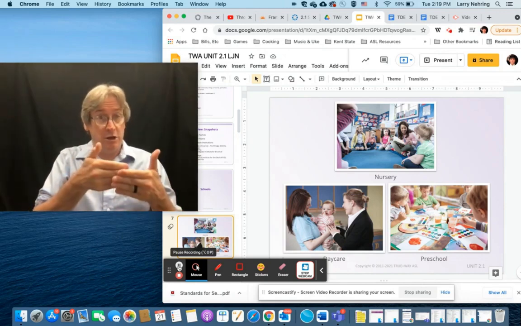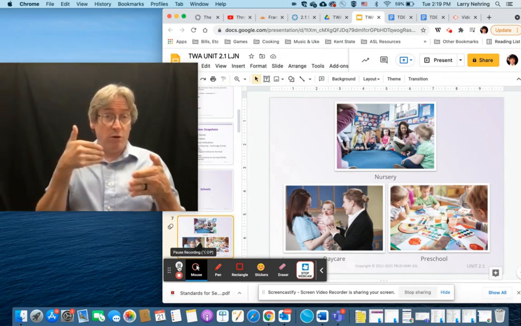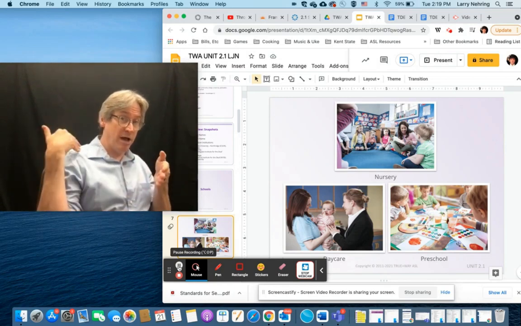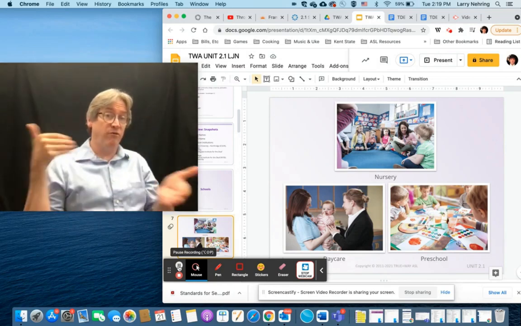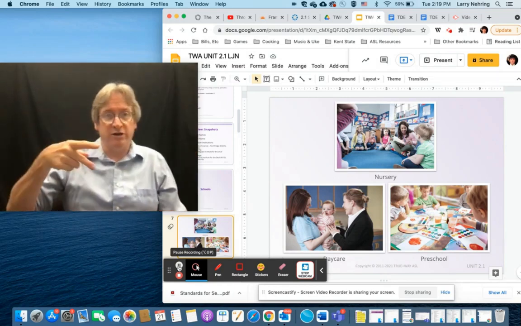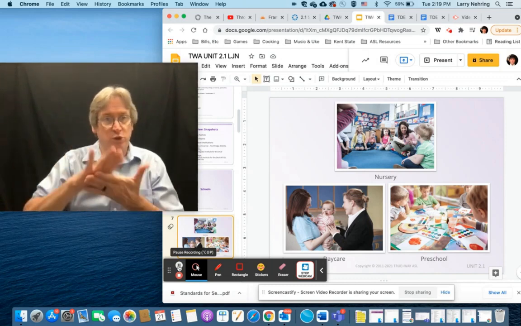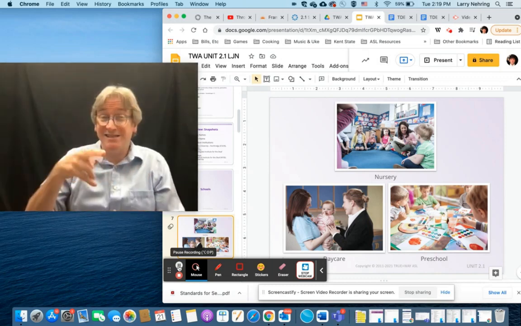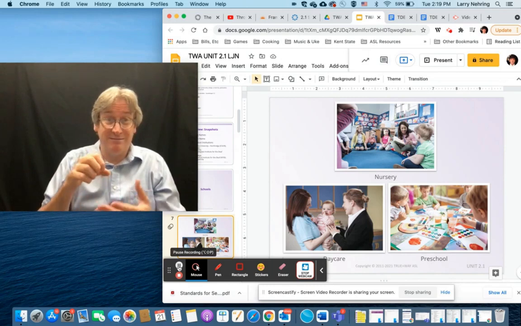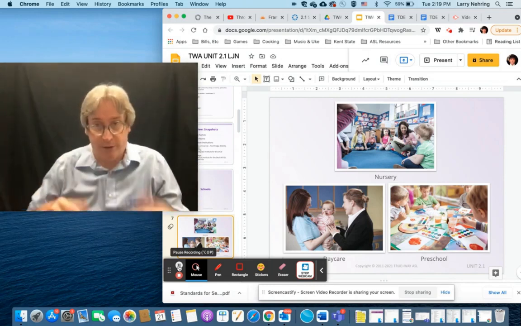Preschool is before. So remember that timeline? So we're going to go behind us. Preschool, before school, or fingerspell preschool. This is actually pretty easy, much easier than like this.